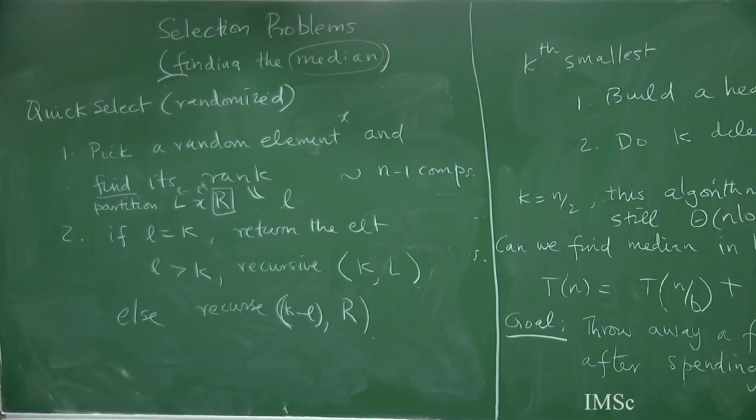So, what is the difference with quicksort, you see? In quicksort, what do you do after you do a partition? You have to sort both of them recursively. Here you are recursing only in one side, right, either on the right or on the left.